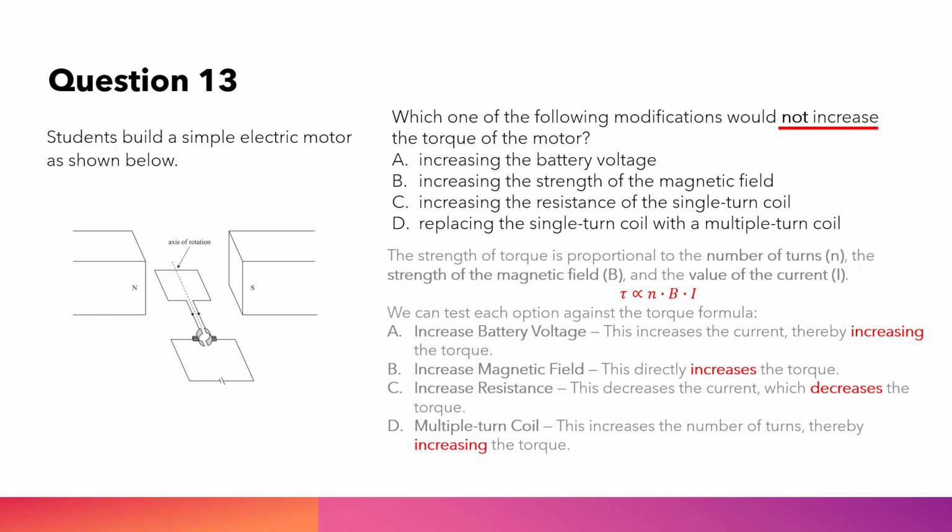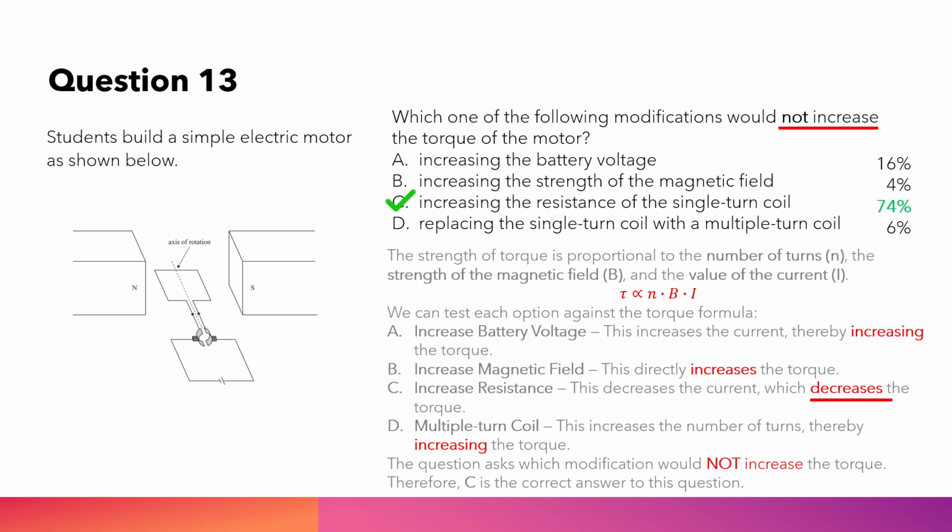The question asks which modification would not increase the torque. Therefore, C is the correct answer to this question.